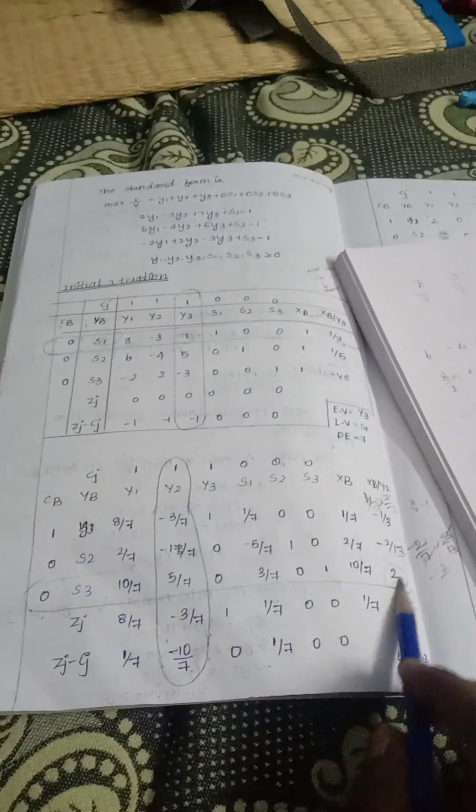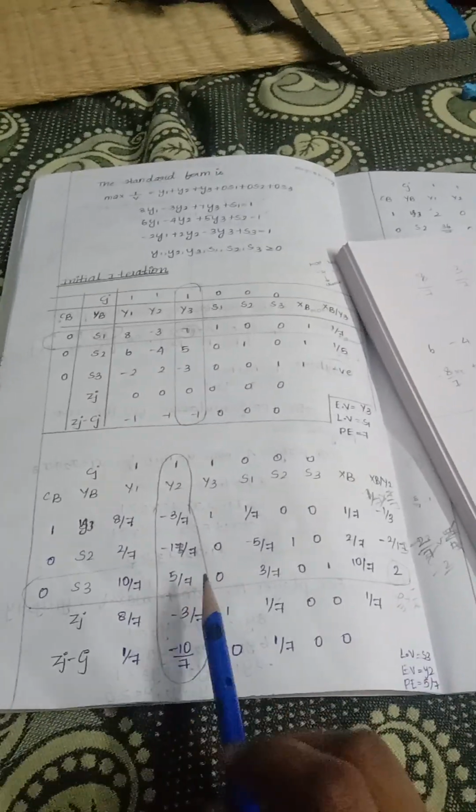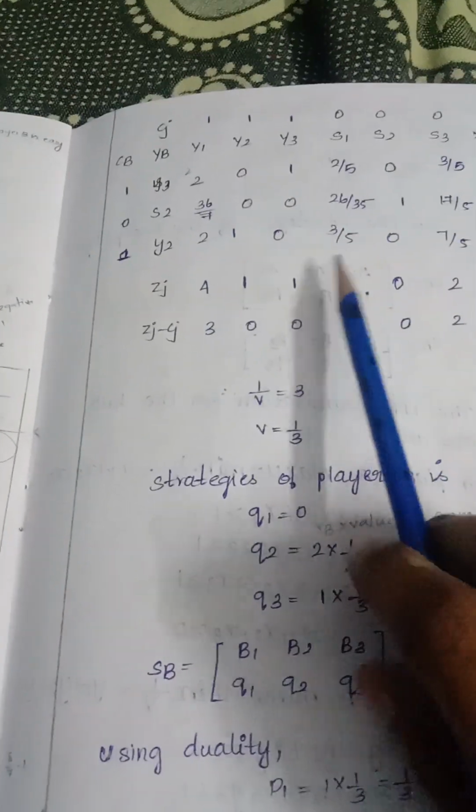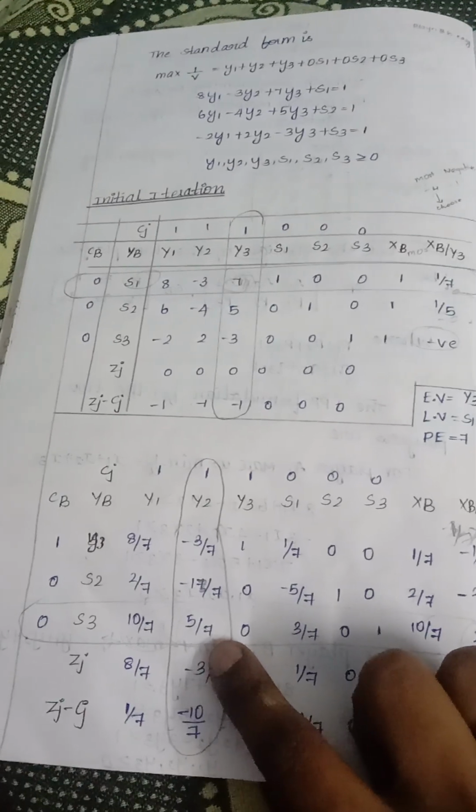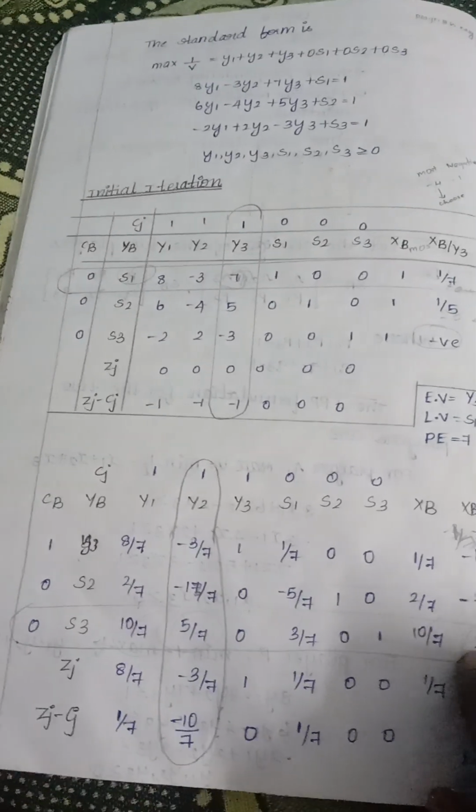So we have to mark this because it is the least positive. So we have to mark this here. Leaving variable is s3 and entering variable is y2, and the pivot element is 5 by 7. Next, we have one negative term, so we have to convert it into a positive term. So we have to do like in the previous step as it is. So for this we have to multiply by 7 by 5 all the terms of the third row.